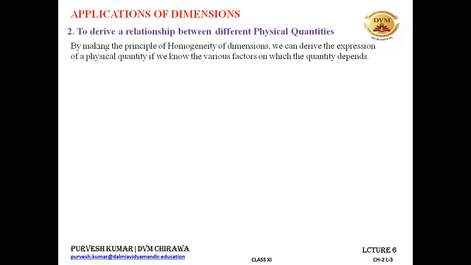All right. If we know that a quantity is dependent on certain factors, if we know about all those factors, we can derive a relationship between those factors and the quantity by making use of the principle of homogeneity. Principle of homogeneity means that whatever be the dimensions of the quantity on the left hand side, the same dimensions have to be for the quantities that are involved in the right hand side. All right. So this means the dimensions of LHS have to be equal to the dimensions of RHS. So this is what the principle of homogeneity is.